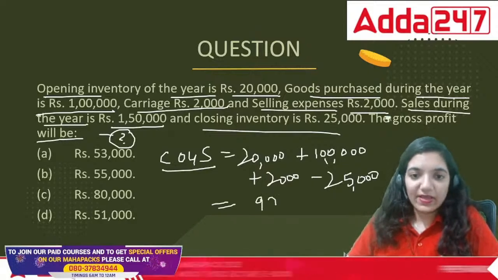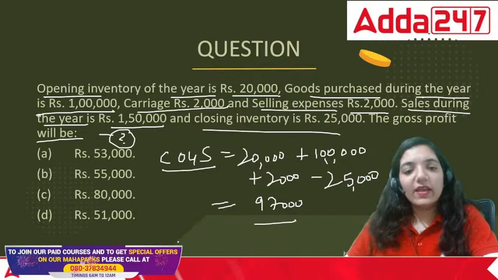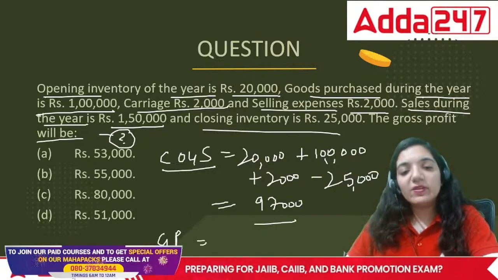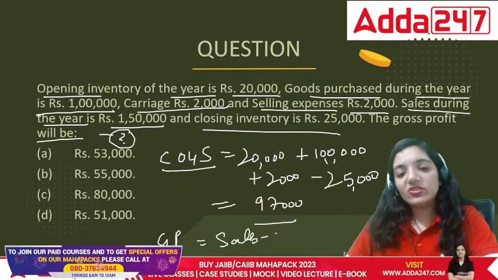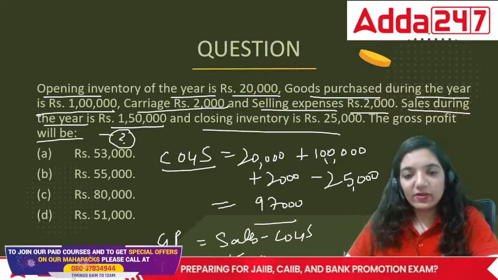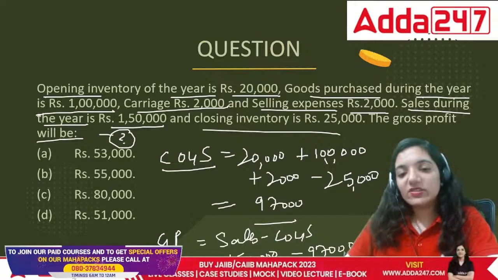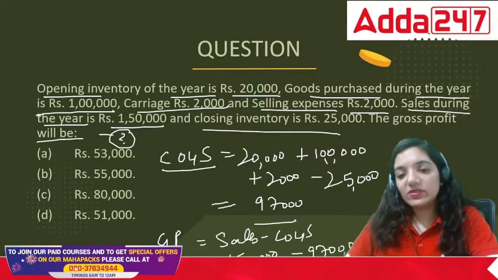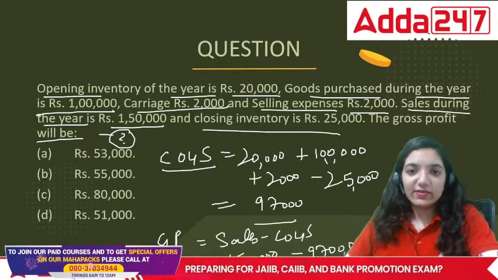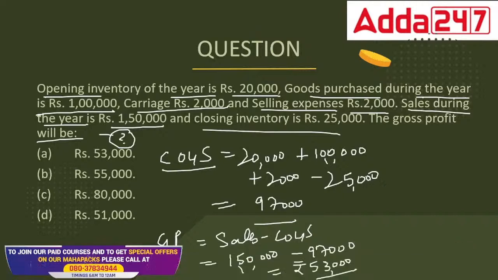It comes out to be 97,000. When we are trying to find GP, GP is basically your sales minus your cost. We sold these goods for 1,50,000 while our cost was 97,000, so it gives us rupees 53,000. I hope it is visible now. Visible, everyone? Look at this. The cost is rupees 97,000.